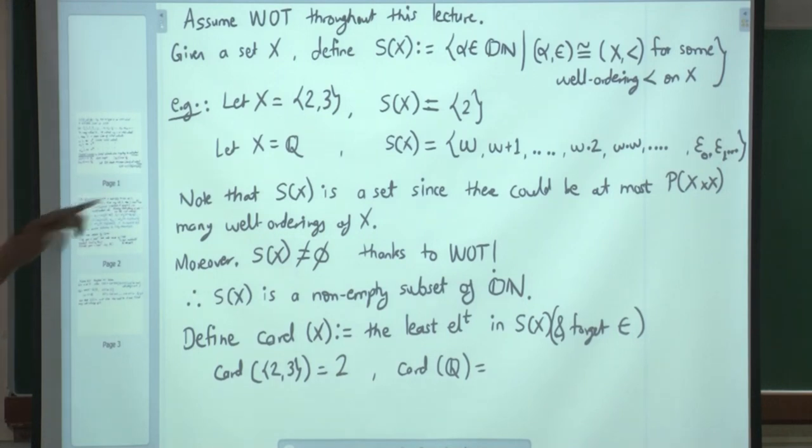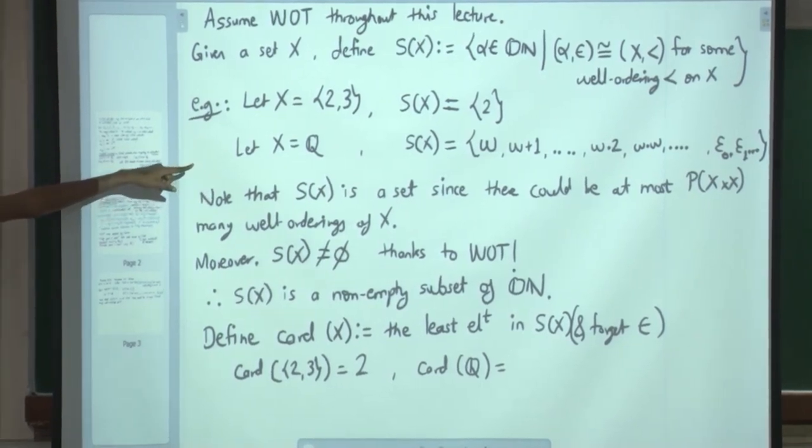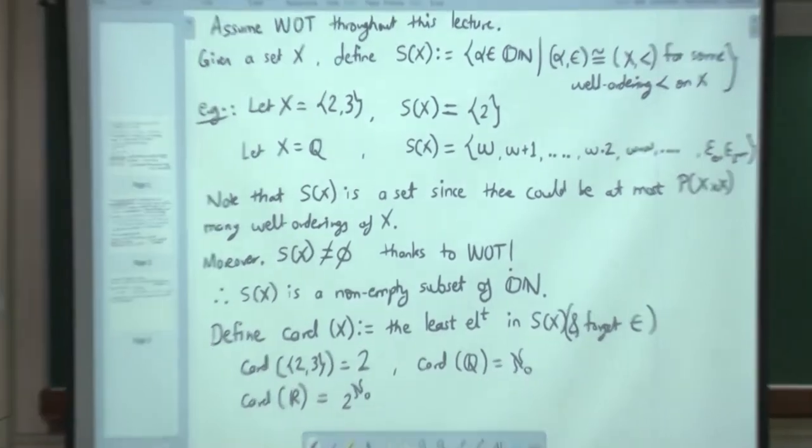S of q cannot contain omega 1, because omega 1 is the first uncountable ordinal. So this is omega, but like I said, forget the belonging relationship. So what should I write? Aleph naught. Very good. What is the cardinality of real numbers in that case? 2 to the power aleph naught, correct. Which means the power set of natural numbers.